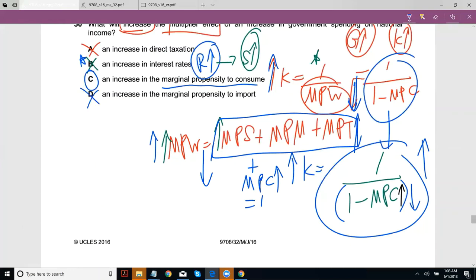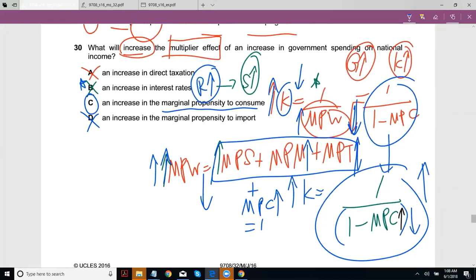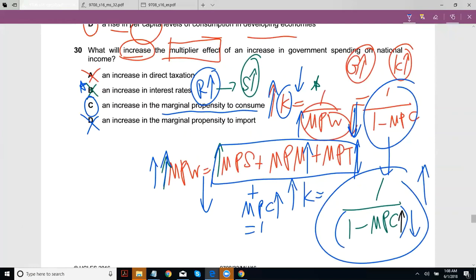D is wrong for the same reason, because if MPM increases, then MPW increases, and then this increases. So K decreases, which is not what you want. So it got a little messy, but hopefully it's clear. And let us quickly go and check our answers.